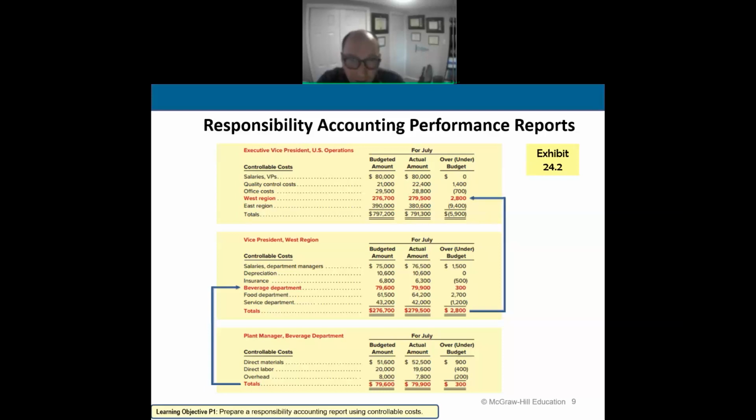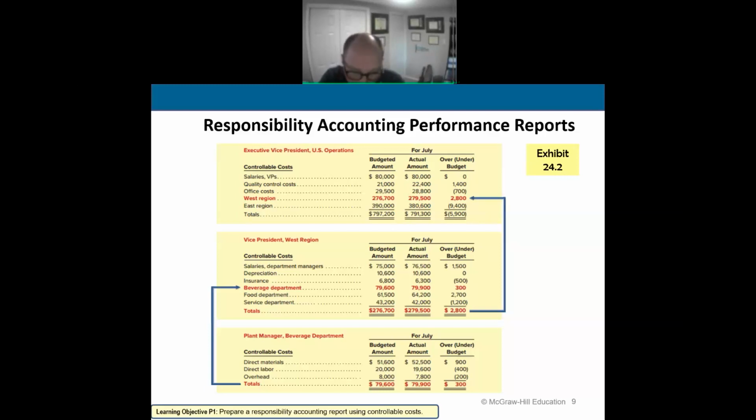So with responsibility accounting as a result of performance reports, the managers here at the very bottom, the managers of each department, are concerned with materials, labor, overhead, expenses, costs. Why are they concerned with those costs? Because they can control them.